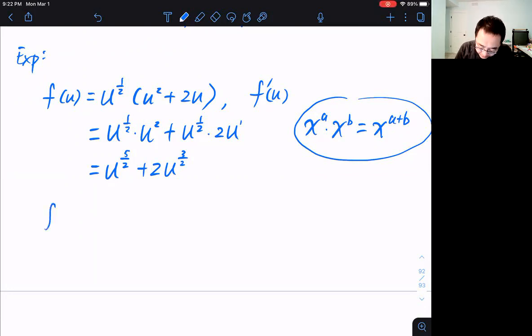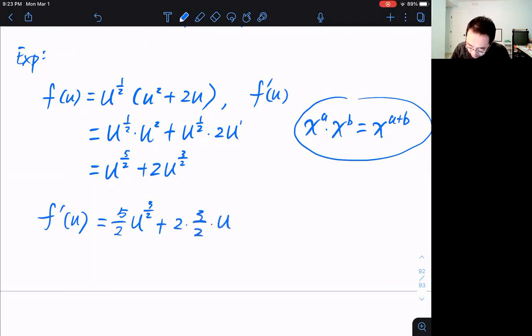Now f prime of u equals: you bring the power down, then times u raised to the original power minus 1. So that becomes 5/2 times u to the 3/2, plus 2 times 3/2, bringing the power down, then u raised to the original power minus 1, so it's 1/2. And then this is 5/2 u to the 3/2 plus 3 times u to the 1/2.